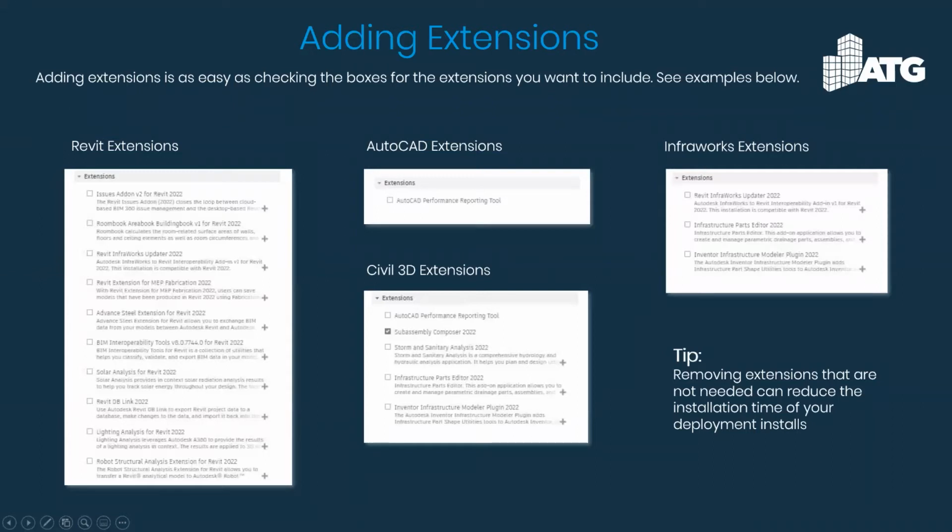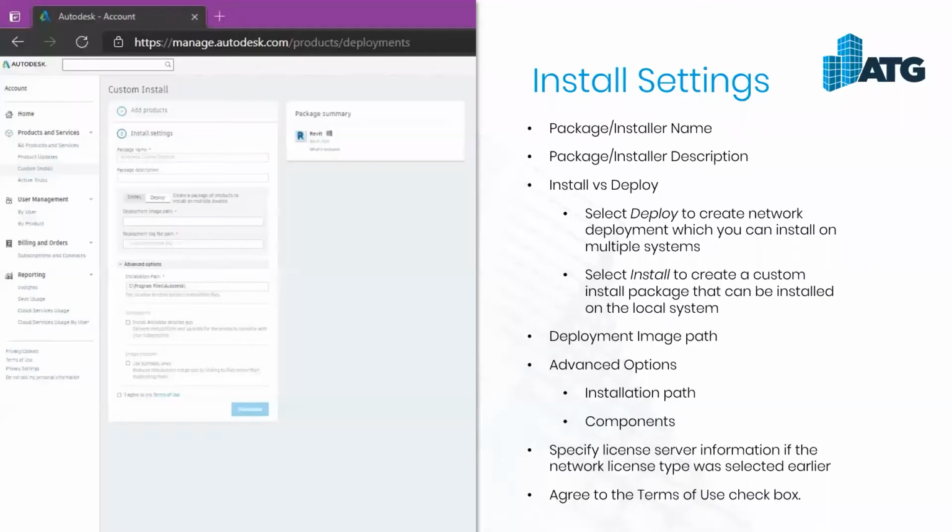All right, this part is about adding extensions. It's pretty self-explanatory, so I won't go into it too much, but here's some of the options available for a few of the products. And if you don't need all of the extensions, I would recommend taking them out because it cuts down on the size and it reduces your installation time. Okay, and this is the install settings that we saw. This gives you a little closer look at it. This is what it looks like for Revit specifically.